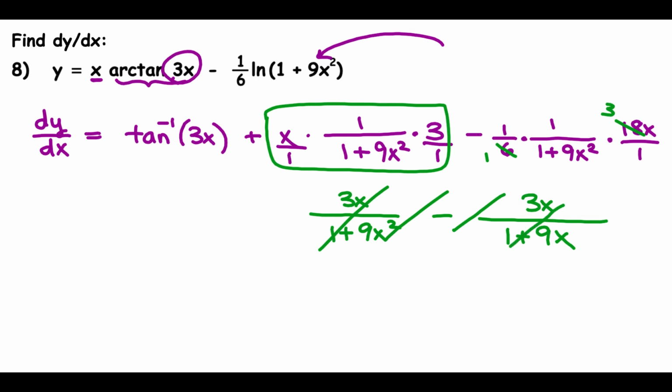And so the answer to the problem is simply right in front here. The derivative is arctan of 3x.